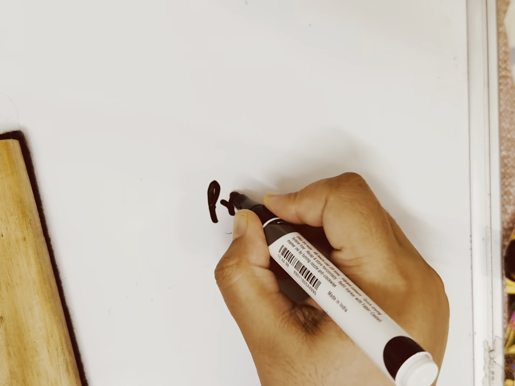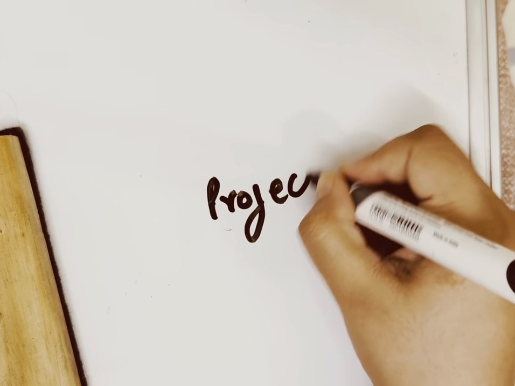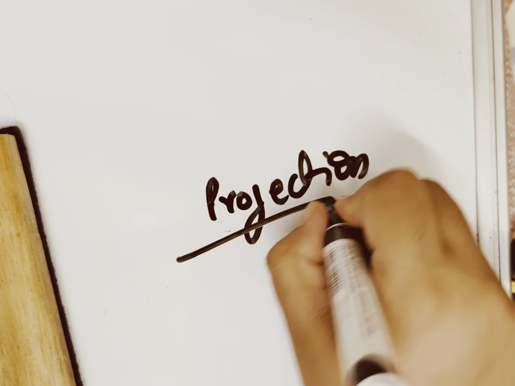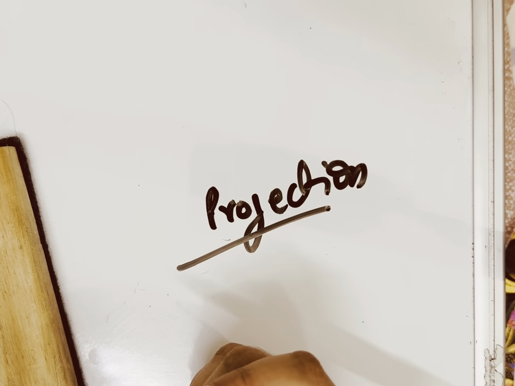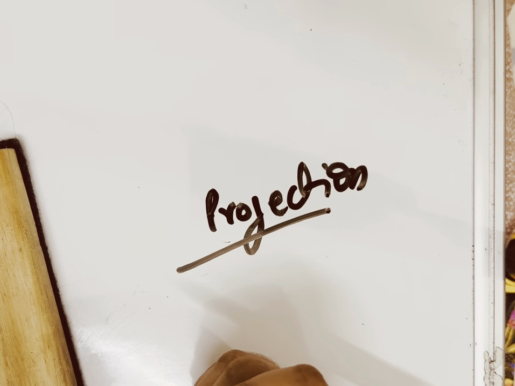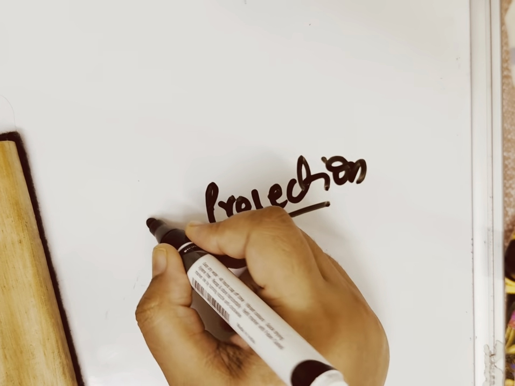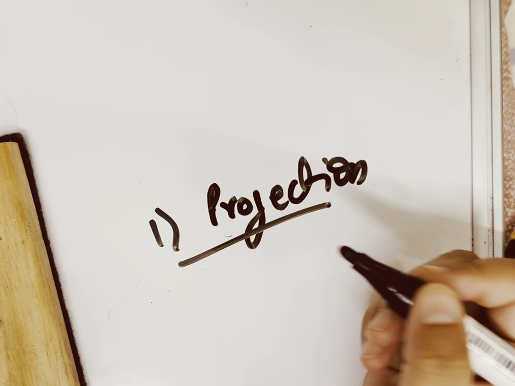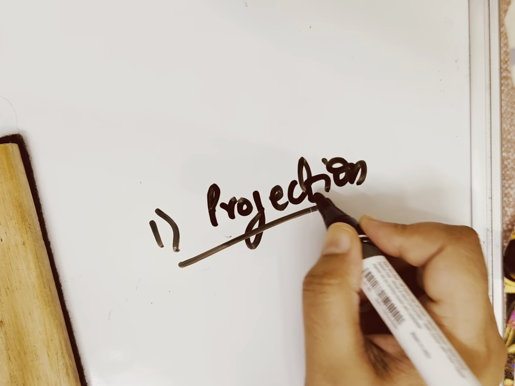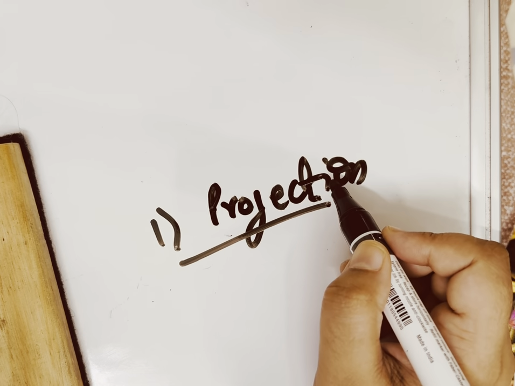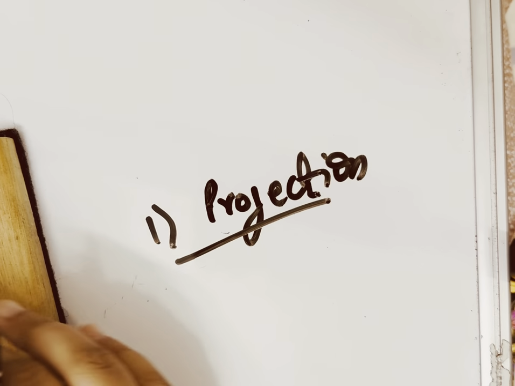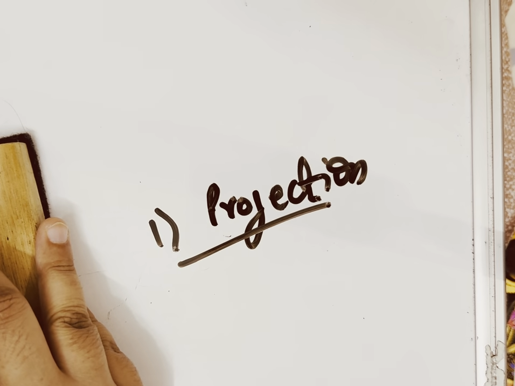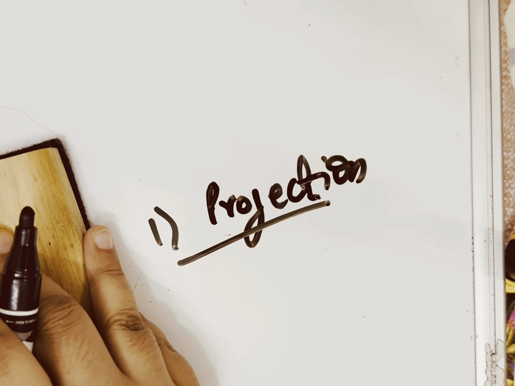First we have projection. Projection is when we attribute our wishes, our thoughts and our feelings to someone else. So if a person is feeling that he's cheating or something, he'll say my wife is cheating on me. He's projecting his own fear onto the actions of his wife.